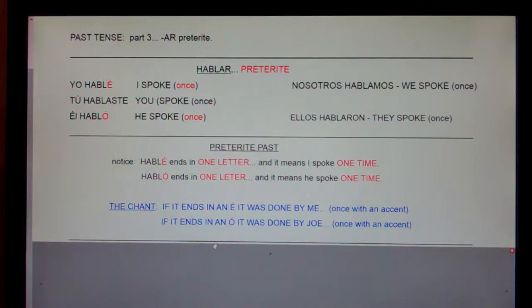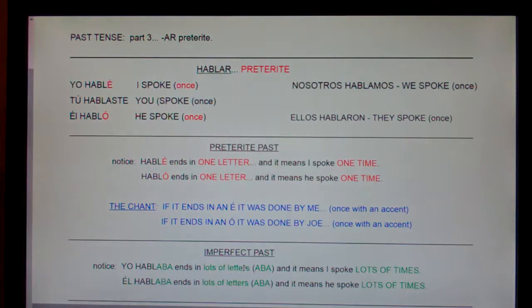Now here's a chant to help you guys keep this straight. If it ends in an E, it was done by me once with an accent. If it ends with an O, it was done by Joe once with an accent. If it ends in an E, it was done by me once with an accent. If it ends in an O, it was done by Joe once with an accent. Now, Mr. What are you talking about? One letter, one time.